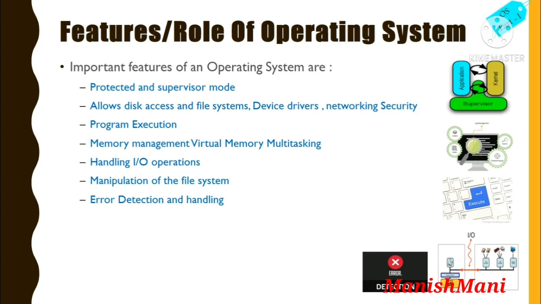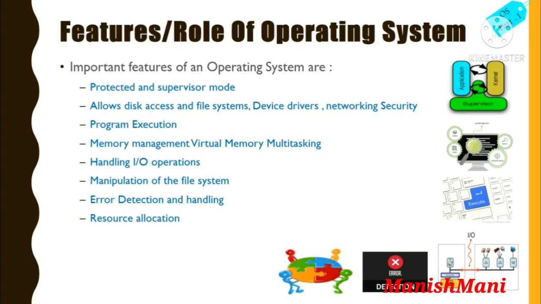Now next is resource allocation. Resource allocation means allocating all the hardware and software resources as well as memory. It means it allocates the required amount of memory to the applications, because different applications require different amounts of memory to store the data. So according to the requirement of the application and hardware, the operating system allocates the memory for proper functioning.